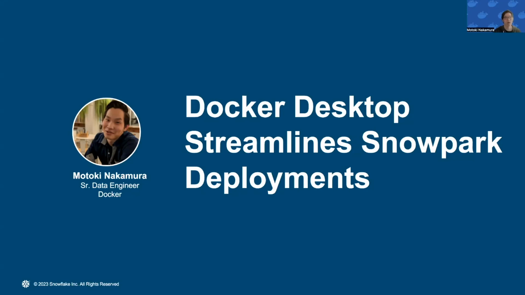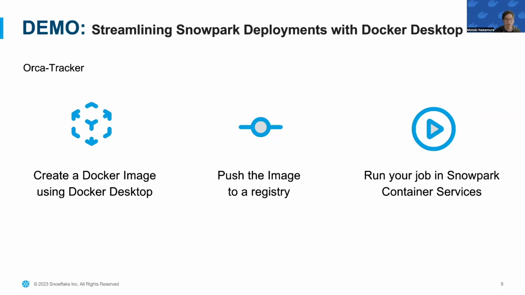Today, I'll showcase how, by using Docker Desktop, you can streamline and create efficiencies for transitioning from local data development to production. First, I'm going to show you how to create a Docker image using Docker Desktop, helping you drive consistency by encapsulating your code, libraries, dependencies, and configurations in an image. Then, I'll show you how to push that image to a registry, making it portable and available to others with the right permissions. And finally, I'll show you how to run the container as a job in Snowpark Container Services to help you scale your work with versioning and distributed deployments.